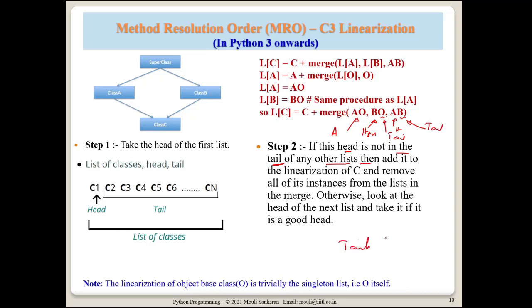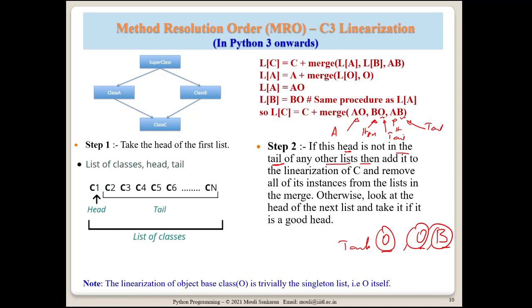The tails are: the first list has a tail O, the second list also has O, and the third list has B. These are all the tails. And the classes in them, they are the classes. Now let us look at the definition here.